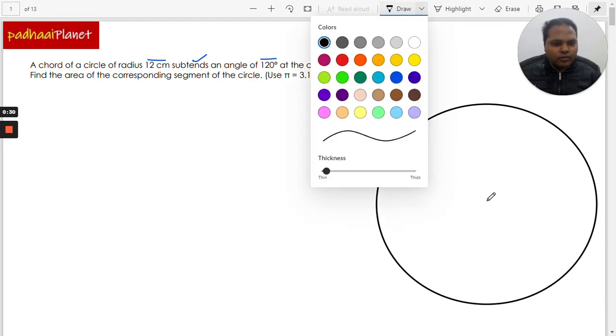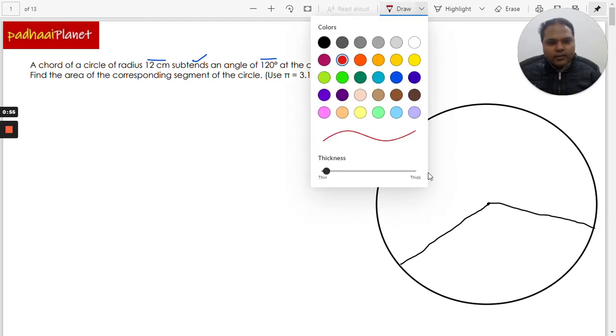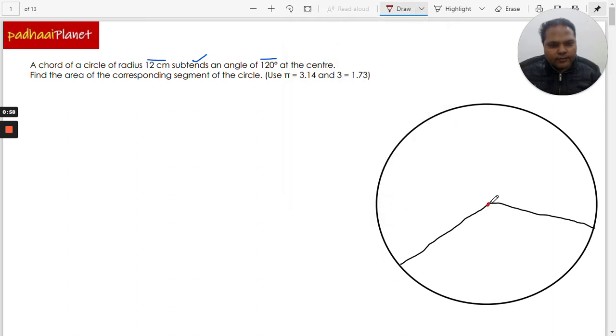So suppose this is the center, right? Let me first make the center. So suppose this is the center, and we will connect this like this, right? And this is the another radius. So this is the center, right? And this is the arc, right? Find the area of the corresponding segment of the circle, right?